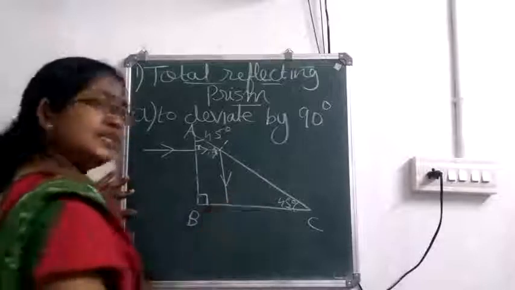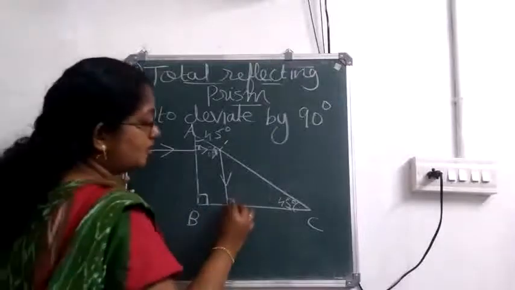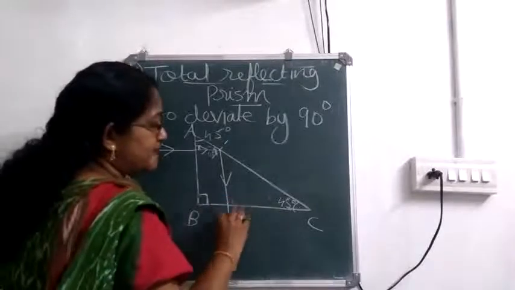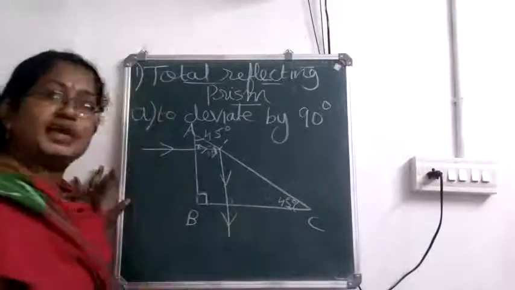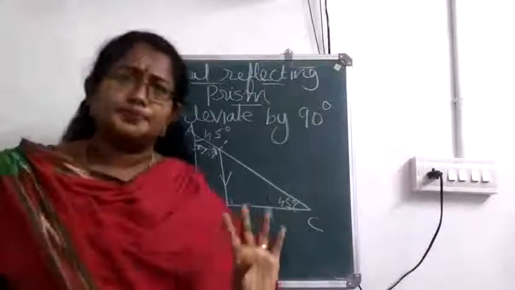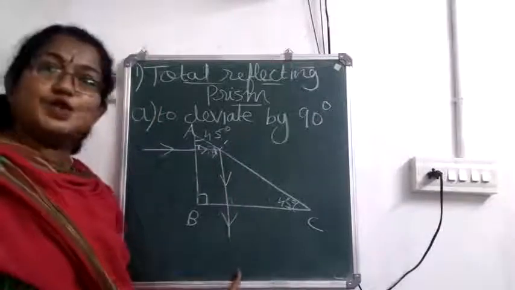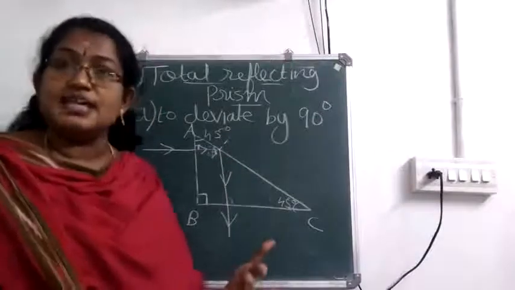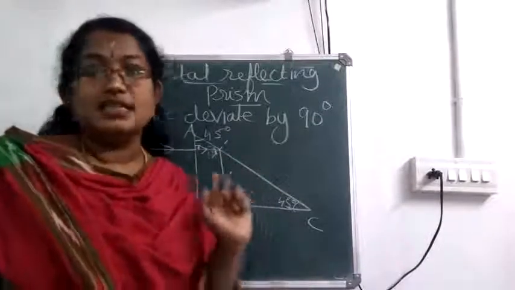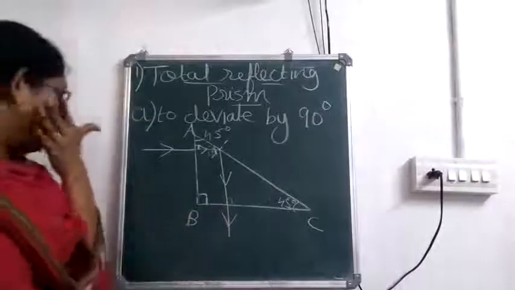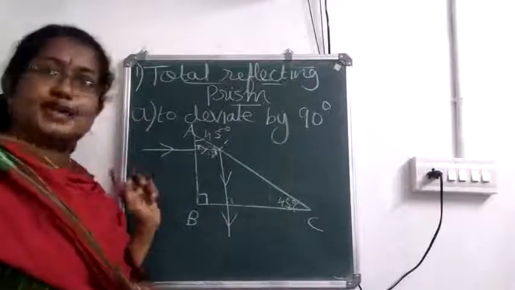And what type of incidence is this? This is normal incidence, isn't it? So what happens? The ray moves undeviated and it comes out. So what happens to this ray? The ray gets deviated by 90 degrees. Okay. So one more ray I can show you.